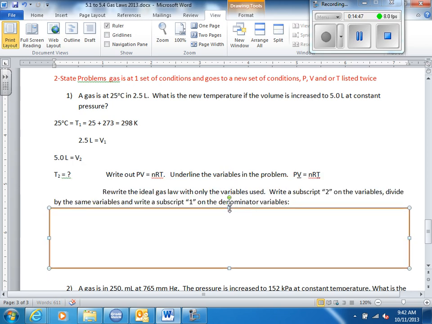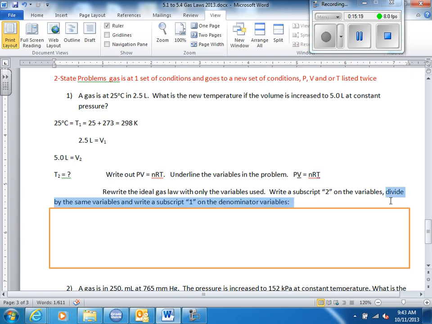You write out PV equals nRT, and you underline the variables in the problem. You can't see this because of the red lines, but the V and the T are underlined. So you want to write out these directions. You will need them. So underline the V because we have volume in this problem. You underline the T because we have temperature in this problem. You rewrite the ideal gas law with only the variables used. So we will write V equals T, and then you put a subscript 2 on the variables. So you'll actually write V2 equals T2.